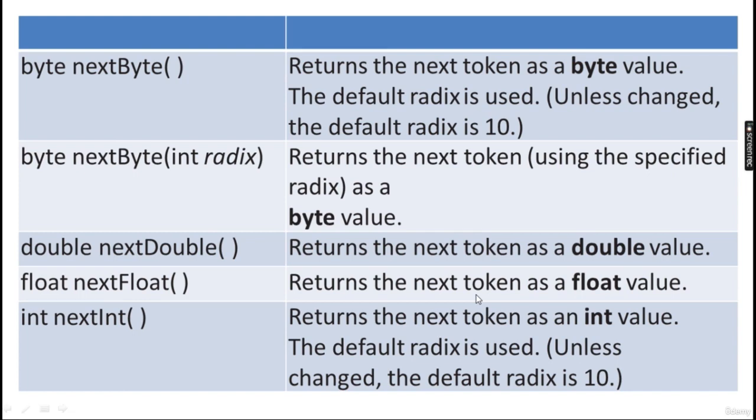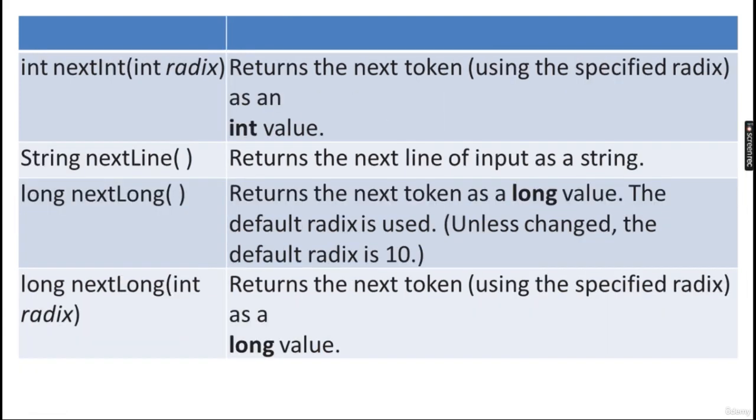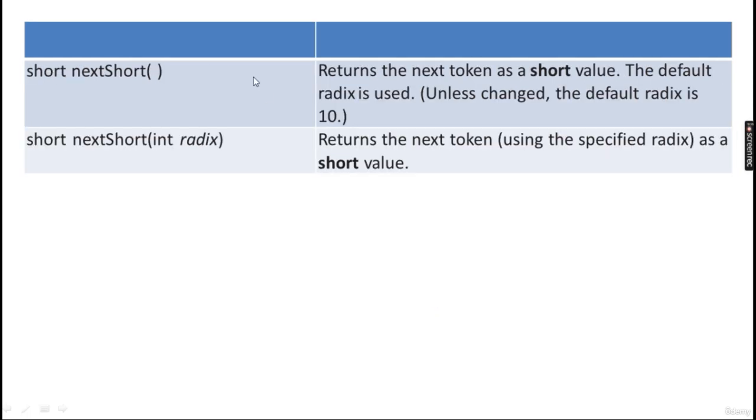Integer nextInt returns the next token as an int value. The default radix is used unless changed. The default radix is 10. Integer nextInt(int radix) returns the next token using the specified radix as an integer value. String nextLine returns the next line of input as a string. Long nextLong returns the next token as a long value. The default radix is used unless changed. The default radix is 10. Long nextLong(int radix) returns the next token using the specified radix as a long value.